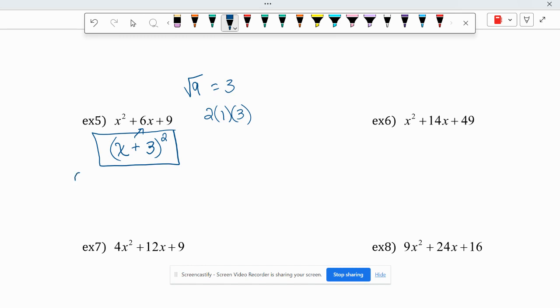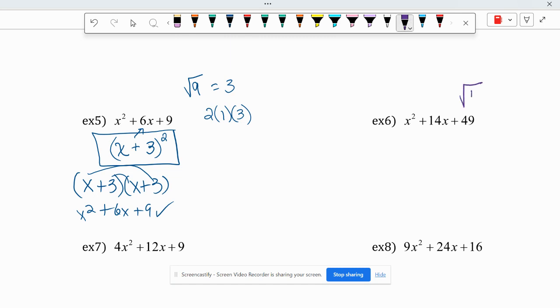I can FOIL it out for you if you want to see it. X plus 3 times x plus 3. X times x is x squared. 3x plus 3x is 6x. 3 times 3 is 9. Okay. Does that make sense? So let's look at the next one.